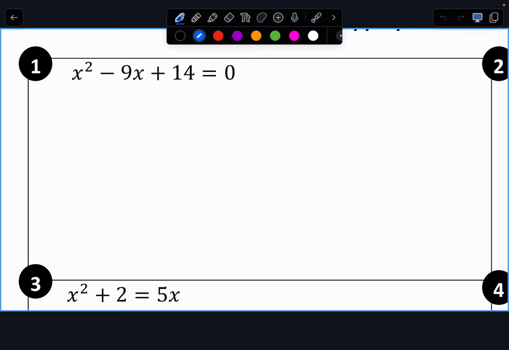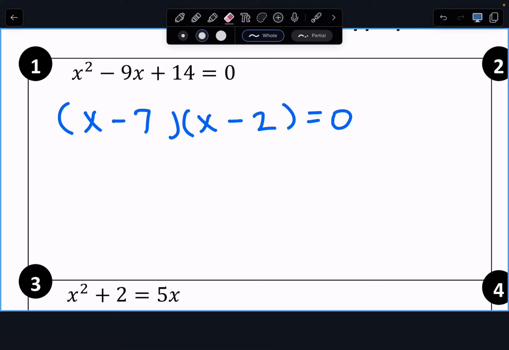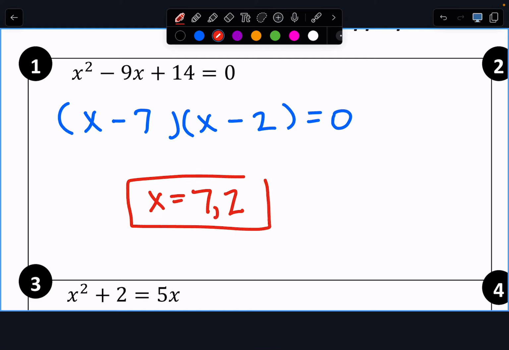Factor. All right, let's try to factor. Are there two numbers that multiply to 14 and add to negative 9? 7 and 2, negative 7 and negative 2. So x minus 7 and x minus 2. If we FOIL that out, we will get x squared minus 9x plus 14. So without having to do a whole lot of work, we have our solutions of 7 and 2. Done. That was nice, right?